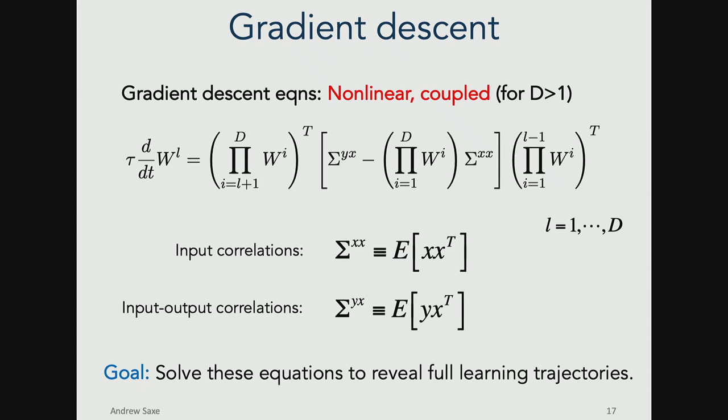And another thing that happens, this is only true in the linear case, is that the data set enters only through these two matrices, the input correlation matrix and the input-output correlation matrix. So this is a key simplification, and what we'll be able to do is ask, how does the structure of the data set, as encoded by these two matrices, influence the ultimate learning dynamics?